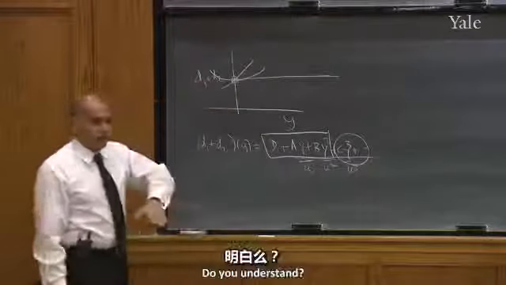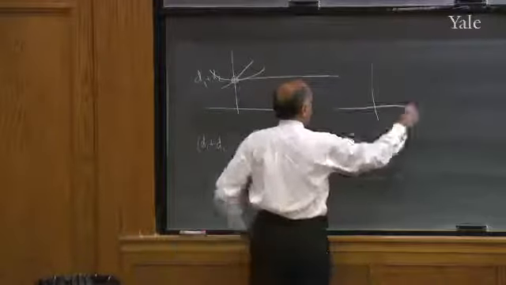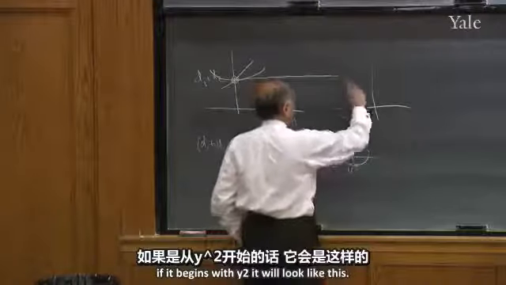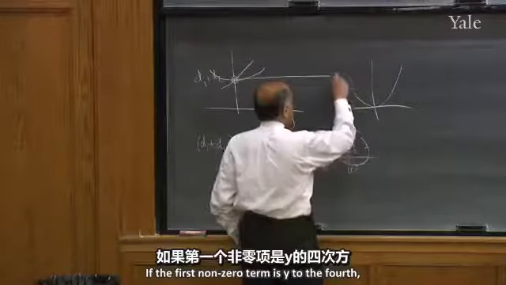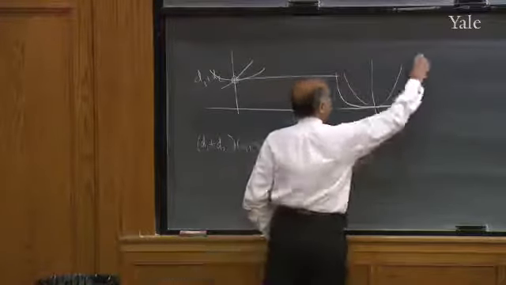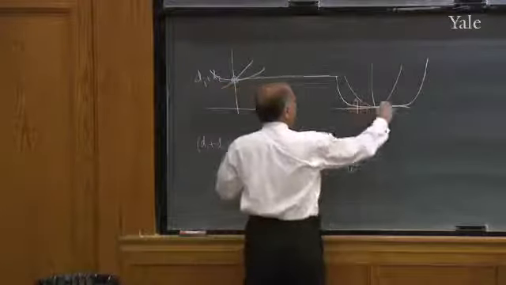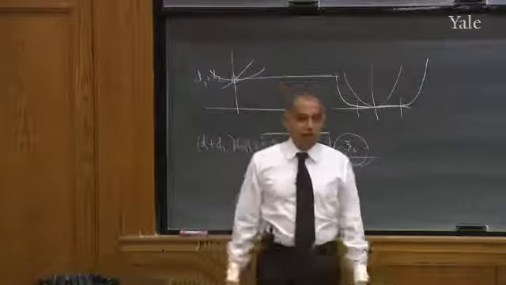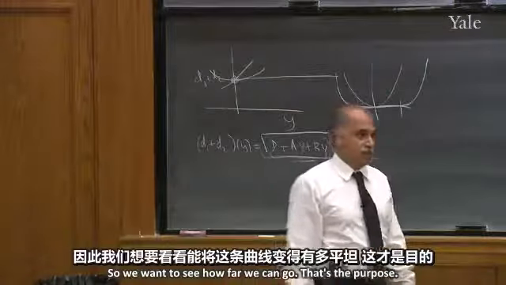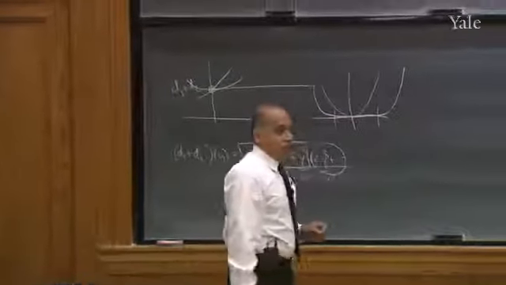Do you understand? If you have a graph that's a power series in y, if it begins with y squared, it will look like this. If the first non-zero term is y to the fourth, it will look very flat. But eventually it will move. The flatter this is, the further out you can pretend nothing depends on y. So we want to see how far we can go. That's the purpose. It'll also tell you the limits of a real mirror for a real object.